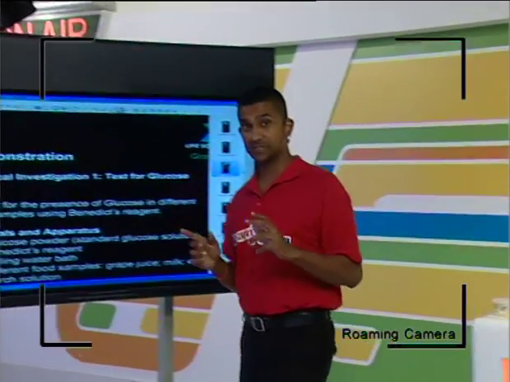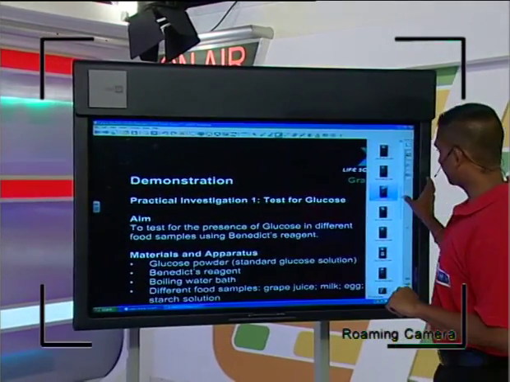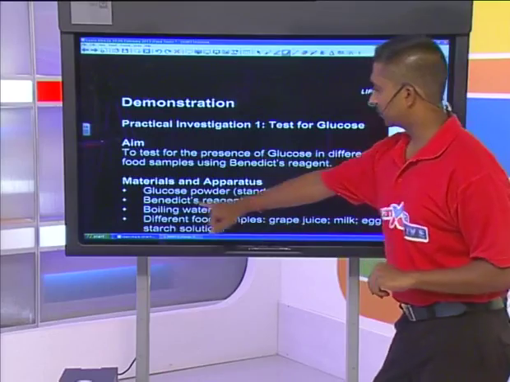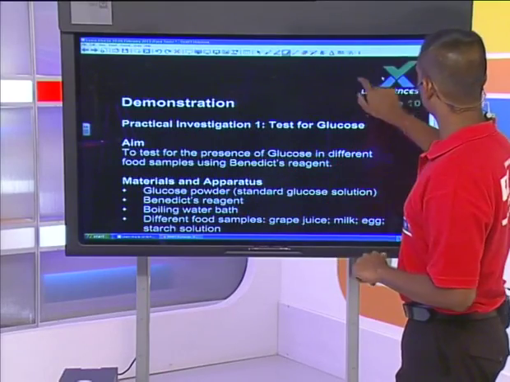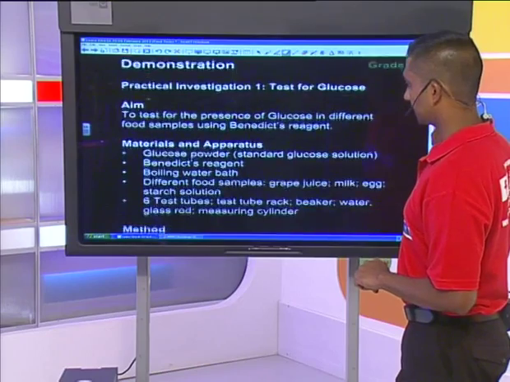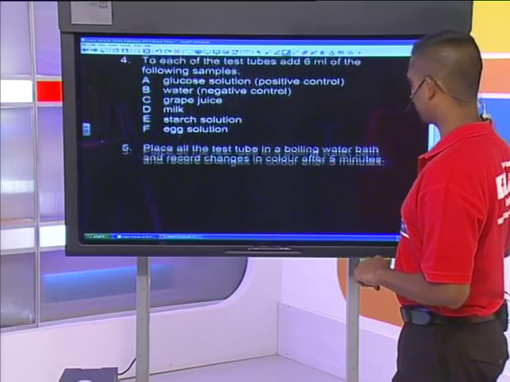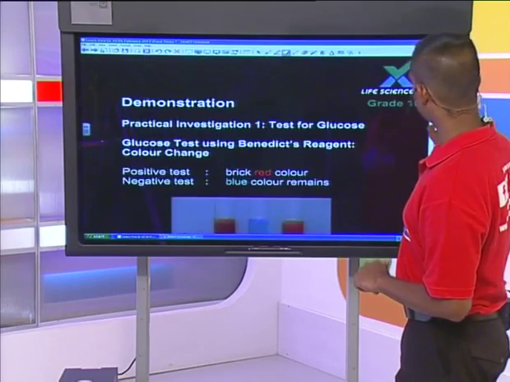The first test we looked at was glucose, and the reagent we used for glucose, if you remember, was Benedict's reagent. So that was Benedict's reagent, and I'm going to very quickly move on to the tabulation, and that's important.